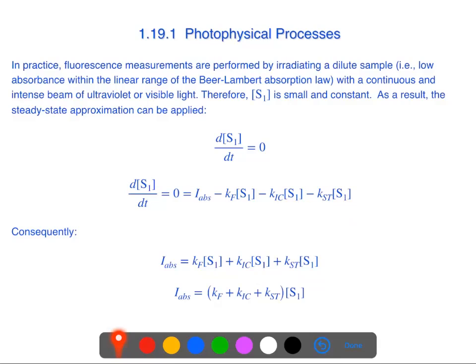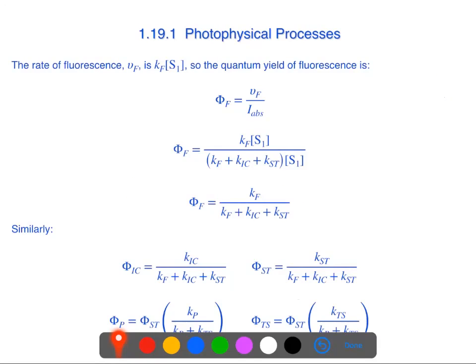allows us to set this equation to 0. Consequently, we can solve for I_abs in terms of the sum of these three terms, these deactivation pathways, and we can also factor out the concentration of S1, leaving us with the sum of the rate constants responsible for those three deactivation pathways. So the rate of fluorescence, I_F, we saw that this was equal to the rate constant Kf times the concentration of S1. So we can now rewrite the quantum yield of fluorescence in terms of these rate constants.